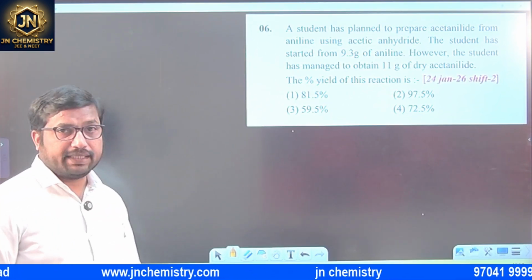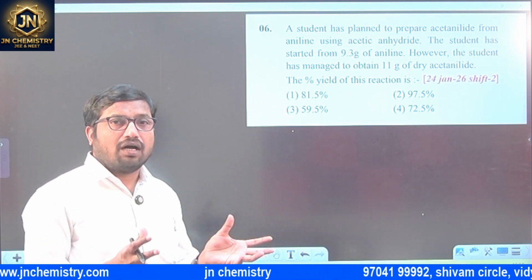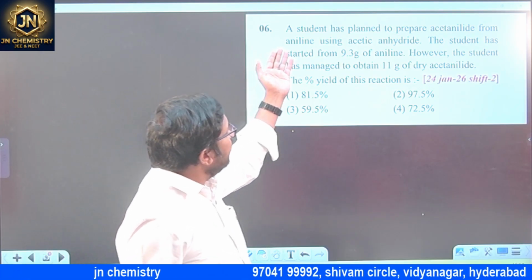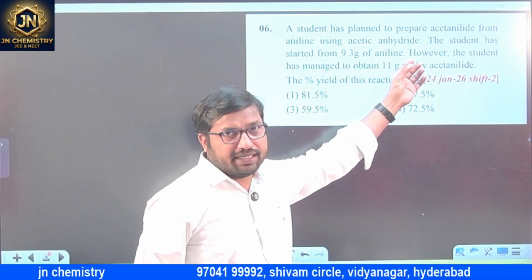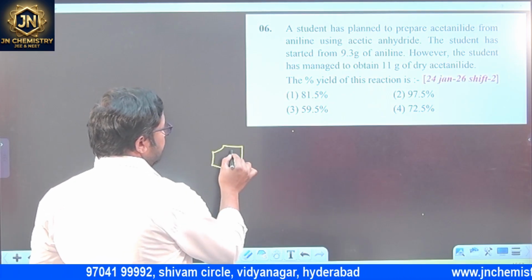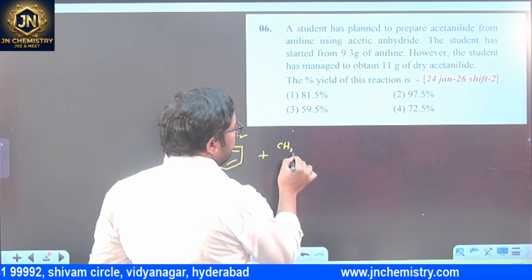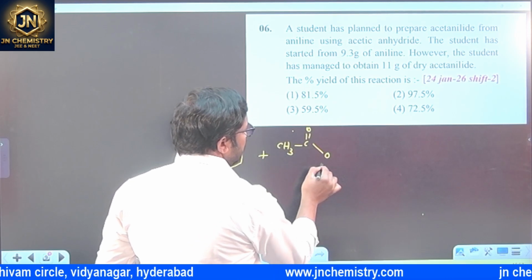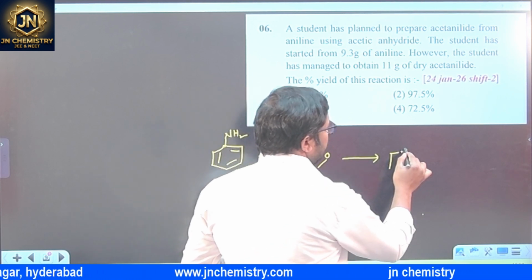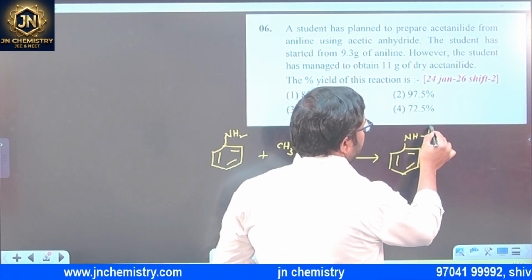One more question from basic concepts of chemistry. This question is a combination of organic chemistry and some physical chemistry. Aniline with acetic anhydride will by default give acetanilide. So when we take aniline, NH2, and use acetic anhydride, ethanoic anhydride also we could say, we will get acetanilide, NH, C double bond O.